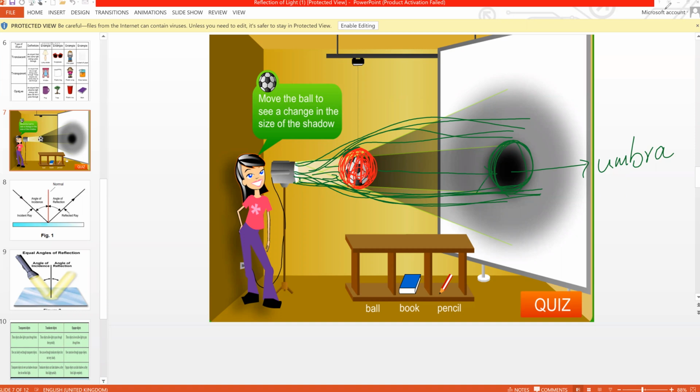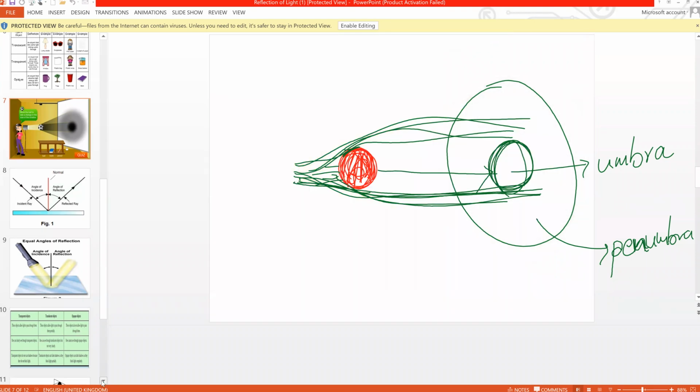And the other area will be like a light shadow, light colored. So this region is called penumbra. How do we pronounce it? We pronounce it as penumbra. Okay, I have one more picture for this. Please wait.